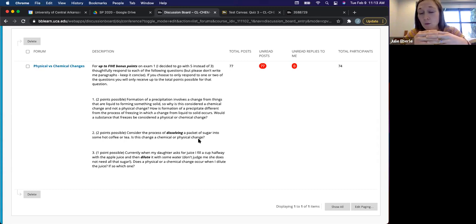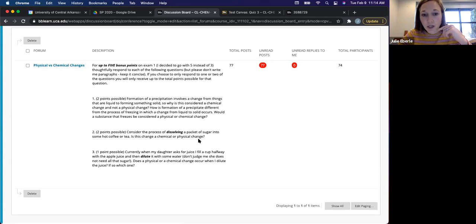Now your coffee tastes sweet, but that's just because we have now mixed the sugar molecules into the coffee or the tea, but neither of the original substances are altered. They're just mixed. So anytime we dissolve something, the molecules of sugar are just spreading out in the hot liquid. So that's a physical change.